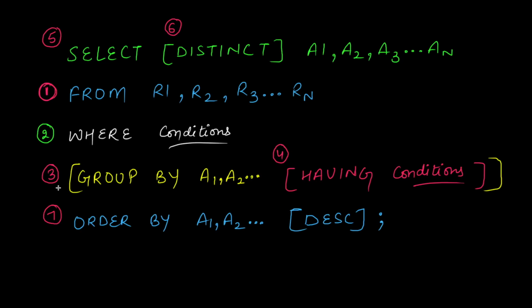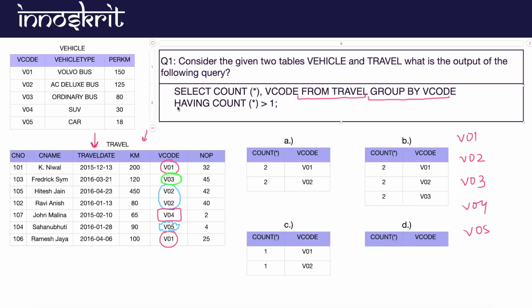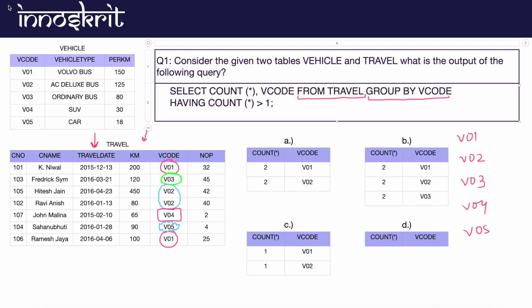Then in the second step, we are executing this group by clause. After executing the group by clause, we have to execute this having clause. Now what the having clause is doing basically is this: whatever groups you have formed, you have to count the number of rows in each of the groups.